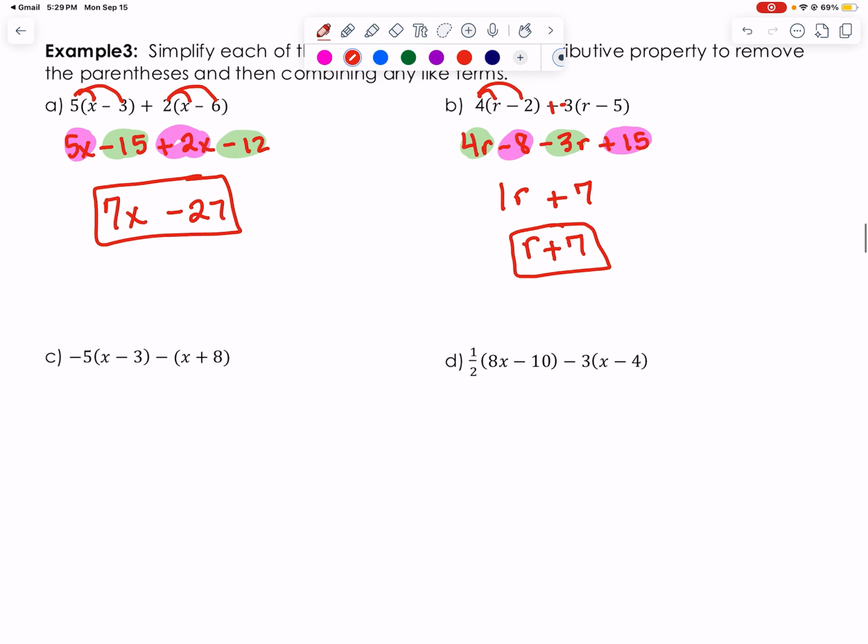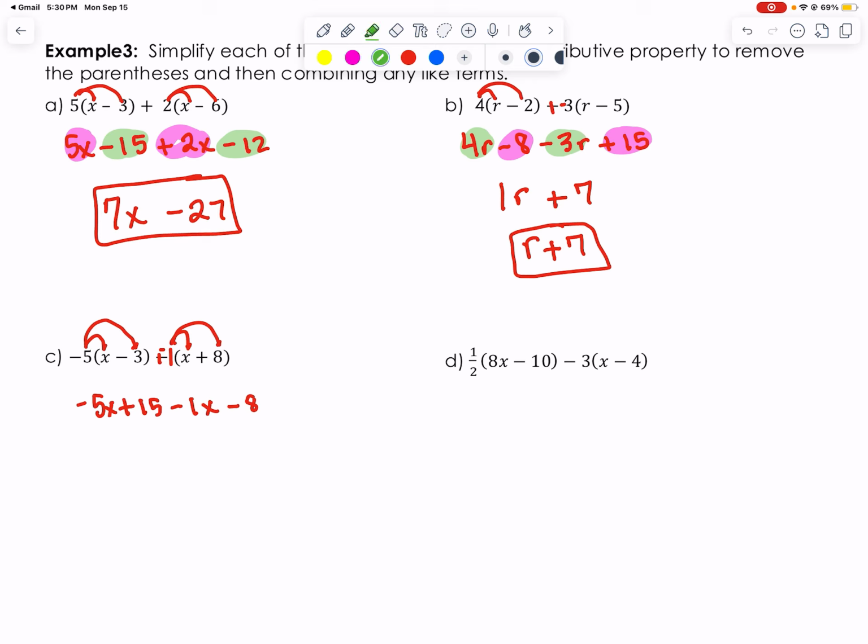All right, problem C. We have negative 5 times the quantity x minus 3 minus the quantity x plus 8. So remember, it's easier if you put a 1 here. And whenever we have minus, it's easier to change it to plus negative before you start. All right, so negative 5 times the x, negative 5x. Negative 5 times negative 3, positive 15. Negative 1 times x, negative 1x. Negative 1 times 8, negative 8.